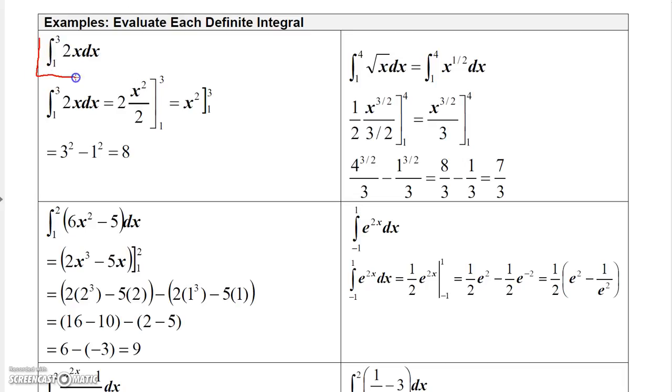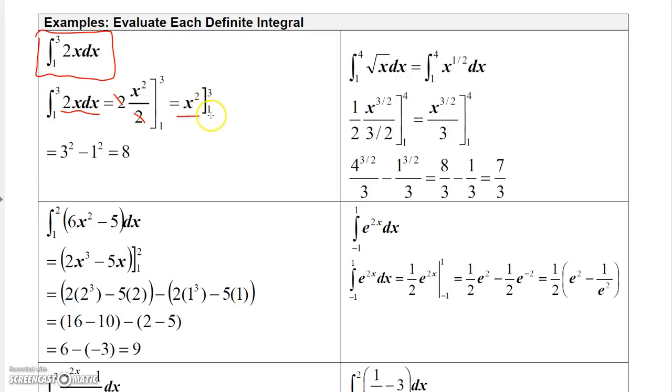Okay, so here's a definite integral evaluated from 1 to 3 using the function 2x. You know how to get an antiderivative of 2x. You can just use the power rule, so you get 2 times x squared over 2, and then the 2's cancel, and you just get x squared. Remember, we don't need the constant with definite integrals.